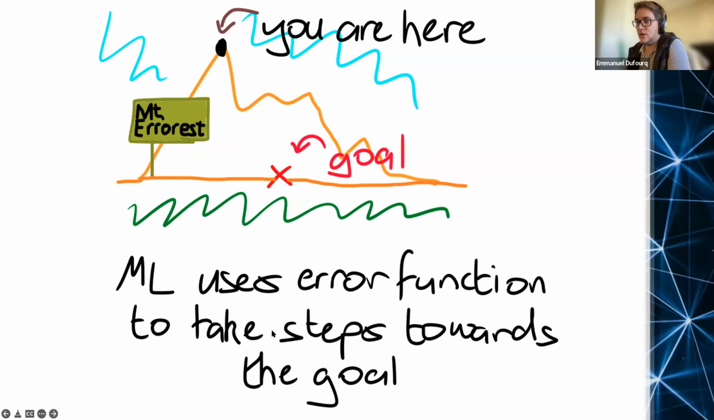So this is the optimal place to be, and this is the worst place to be. So what you can think of machine learning, ML, is that it uses this error function to take steps towards the goal. Our error function tells us how far we are from our goal, but by using this error, we can go down, and we can guide our approach in going down this mountain.